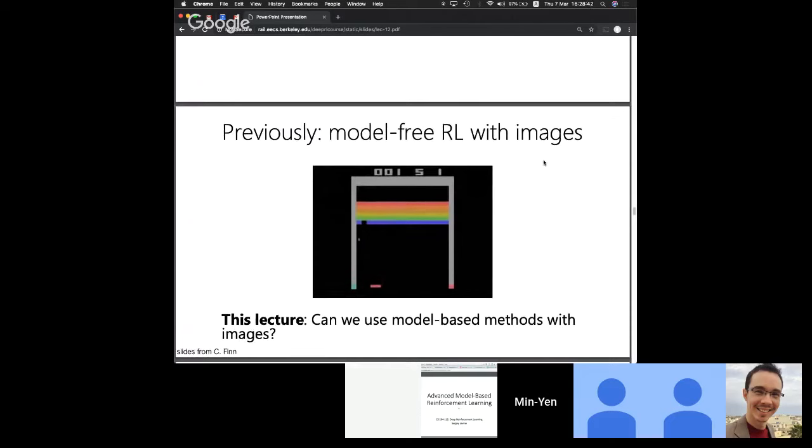So after the break, he talks about some pragmatic examples. He shows some videos. Here is an example for model-free RL with images, and it does pretty well. So his question is, can you use model-based methods with images?